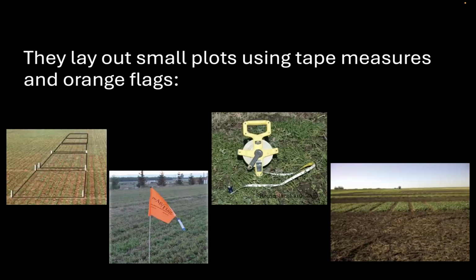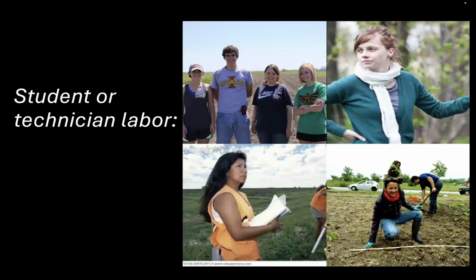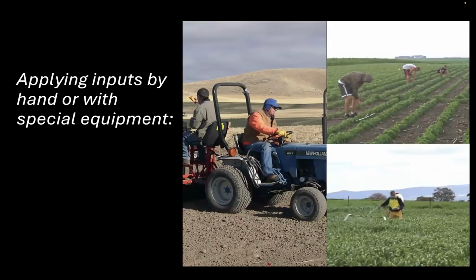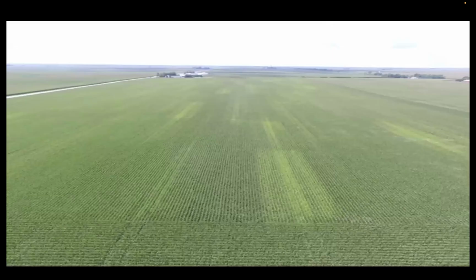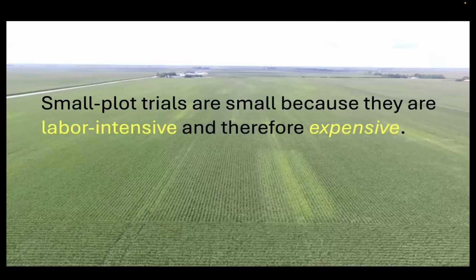The thing about small plot trials is that they're expensive. To create small plot trials, often scientists have to go out with measuring tapes and orange flags, and a lot of research assistants and technicians, and maybe some small machinery, but a lot of inputs are put in by hand. And as a result, it's expensive. The reason small plot trials are small is because they are labor intensive and therefore expensive. You can't afford to hire enough labor to put a huge trial on an entire field.